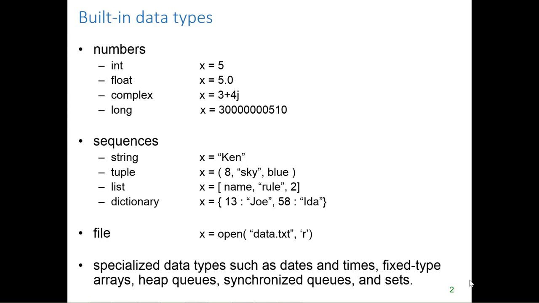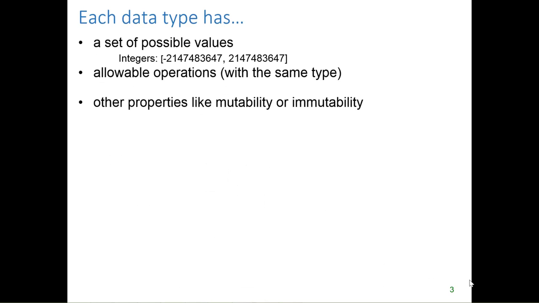Strings are categorized as sequences because they're a set of characters one after another. In the example X equals Ken, it's surrounded by quotes. Each data type has a set of possible values, a set of allowable operations, and other properties like mutability, which we'll return to in another lesson. Integer has a range from -2 billion or so up to +2 billion.